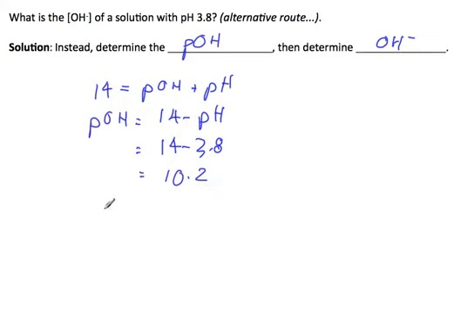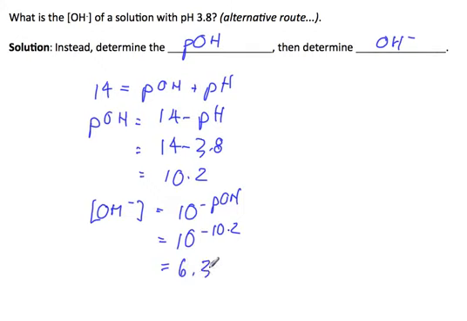So pOH is 10.2, and then the hydroxide ion concentration equals 10 to the minus pOH, so the negative log. That's 10 to the minus 10.2. And we get a hydroxide ion concentration, not surprisingly, of 6.31 times 10 to the negative 11 moles per liter. So we do get the same answer, which is nice. We should get the same answer. We are calculating the same thing. We've just done it from two different points of view.